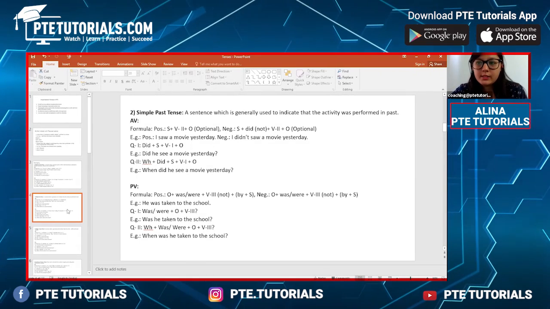Now the negative of the sentence will be: I didn't see a movie. This is the negative format. What I added is did. In the first tense I had added do/does. In the second tense, the past tense, I have added did for the negative format, not for the positive format. The positive format is simply subject, verb 2, object. Question 1 of the same would be: did he see a movie yesterday? Then, when did he see a movie yesterday? This is question 2.